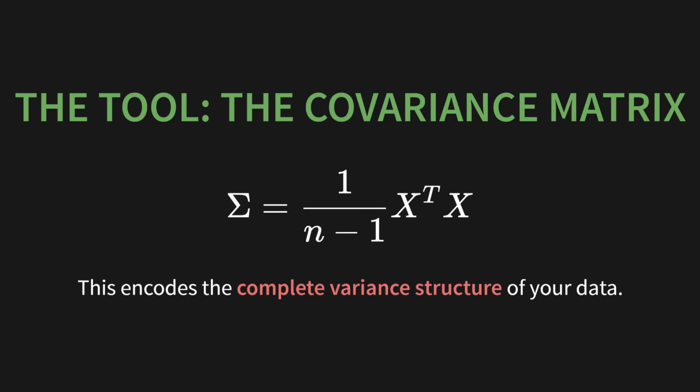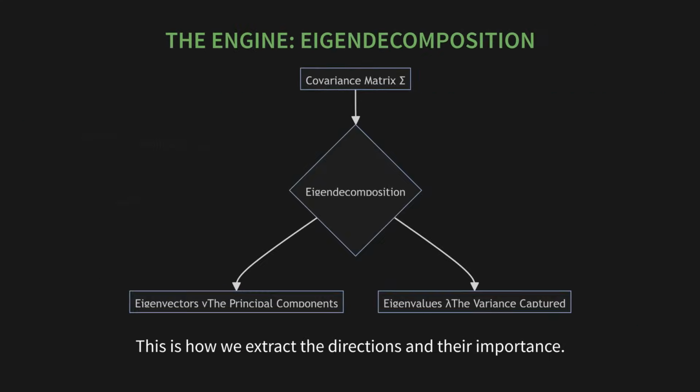But a locked box needs a key. And our key, our engine, was eigendecomposition. As this diagram shows, it's a beautiful process. We take the covariance matrix, sigma, and we feed it into the eigendecomposition engine. And what comes out? 2 things. The eigenvectors v, which are the principal components, the new directions we were looking for, and the eigenvalues lambda, which tell us exactly how much variance is captured by each one. This is how we extract not just the directions, but also their importance.